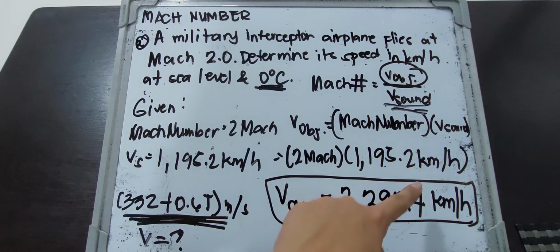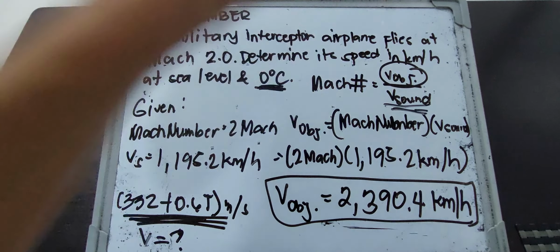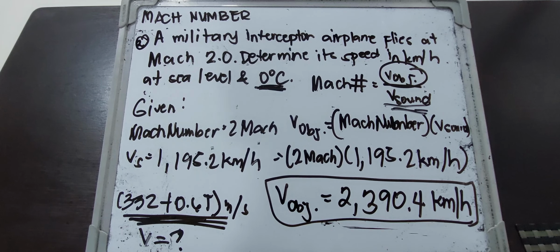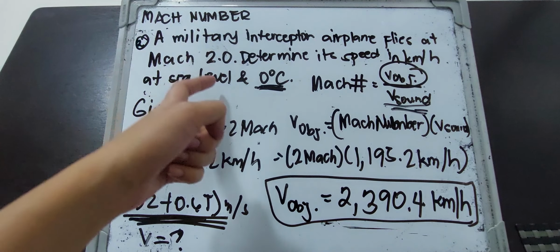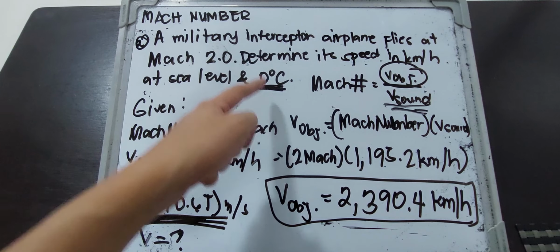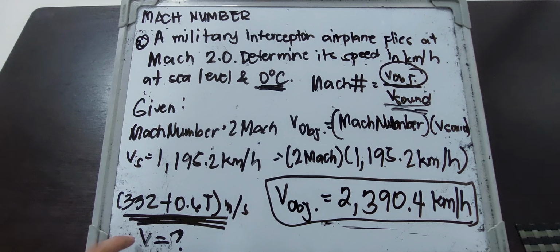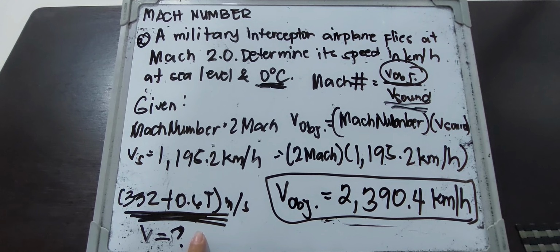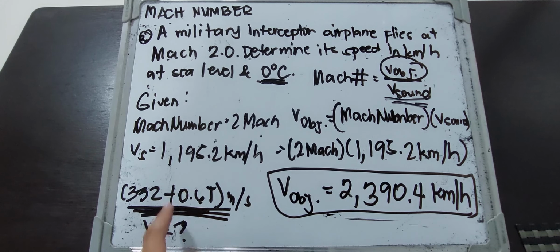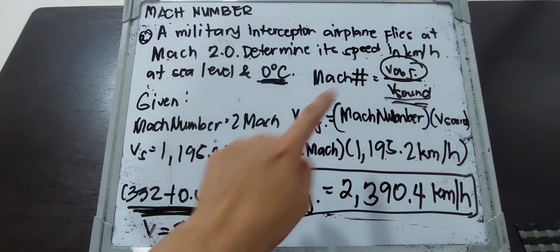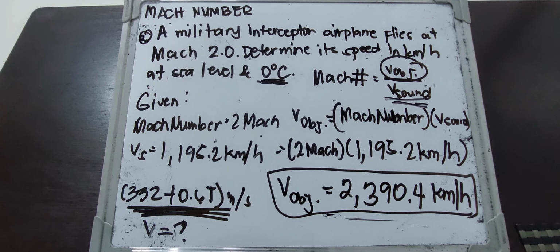But since 0 ang ating given na temperature, we will assume that the speed of sound is 1,195.2. This is the constant speed of sound if the atmospheric pressure is constant or normal and if the temperature is at 0 degrees Celsius. But again, if the temperature is not 0 degrees Celsius, we will get first the speed of sound using the given temperature, and the speed of sound that you will be using, yun yung isa-substitute nyo dito sa speed of sound. Okay, so these are the examples lang for Mach number.